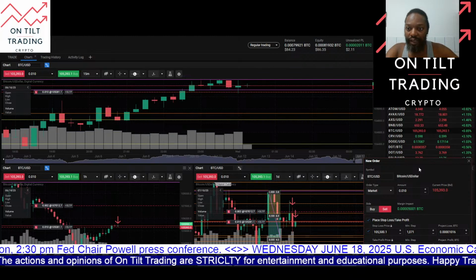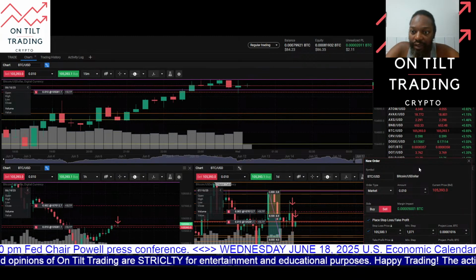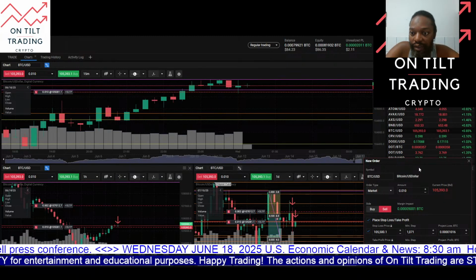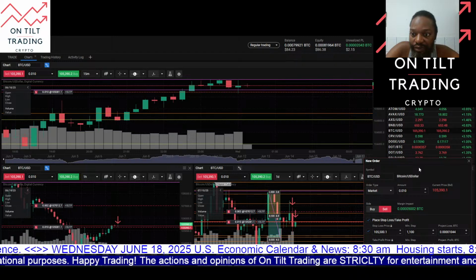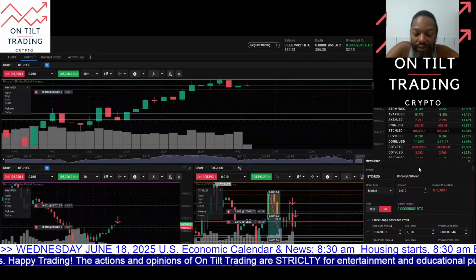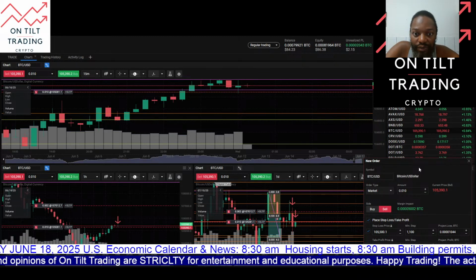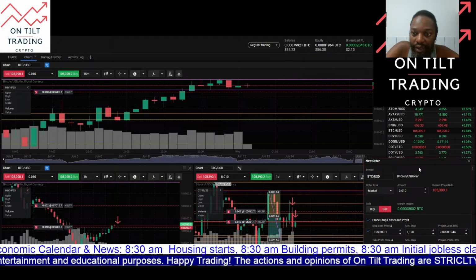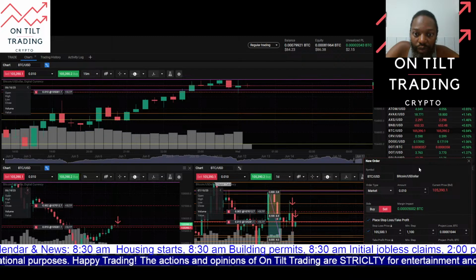Price still consolidating around the 105,400 level. Consolidating near a nice round number. So there could be some institutional sponsorship with price consolidating around a whole number.